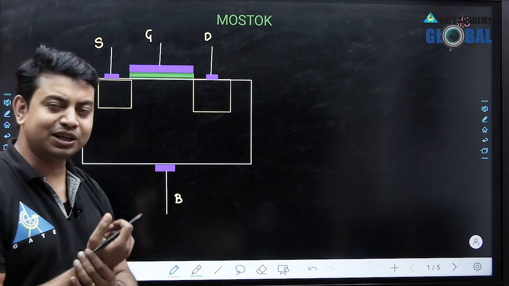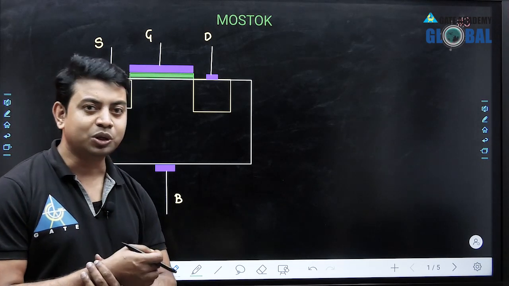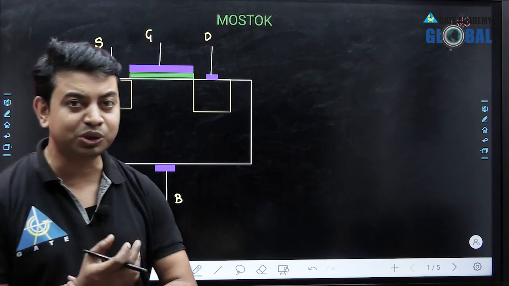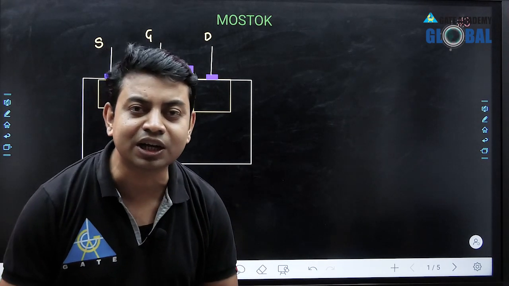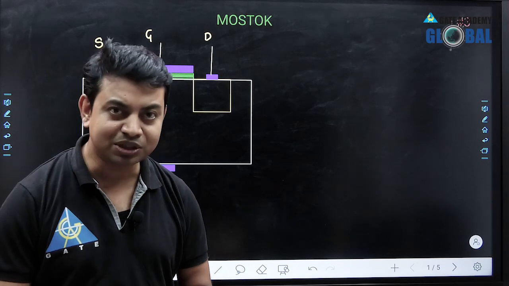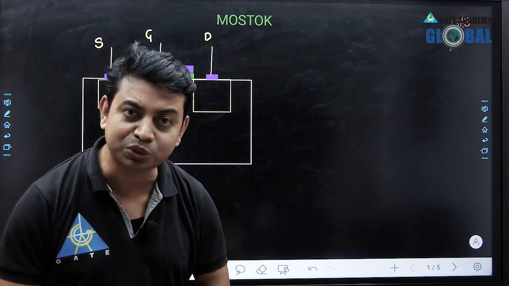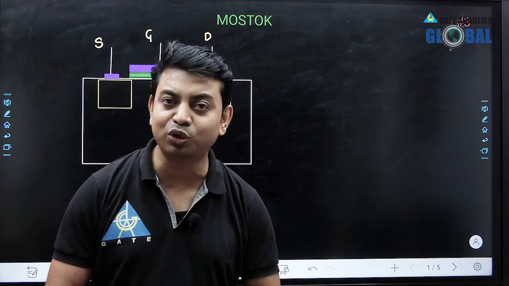So we have designed the MOSFET. We understood what our intention was in designing the MOSFET. We just need a dependent current source, and the current should depend on a particular parameter: it should depend on voltage.